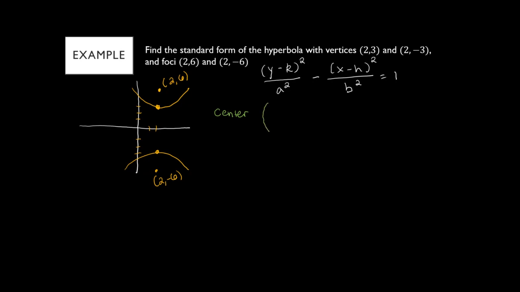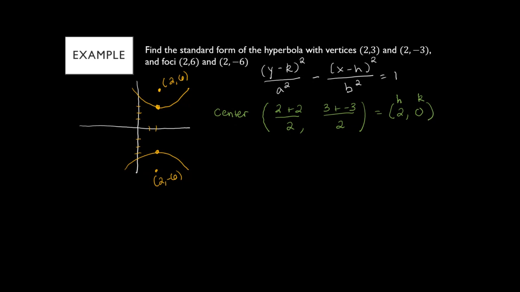So it's the midpoint of the vertices. So that's 2 plus 2 over 2. You average the x values, and then you average the y values. So 2 plus 2 is 4. 4 divided by 2 is 2. And then 3 minus 3 is 0. 0 divided by 2 is 0. So our center is going to be at 2, 0. So h is 2, k is 0.